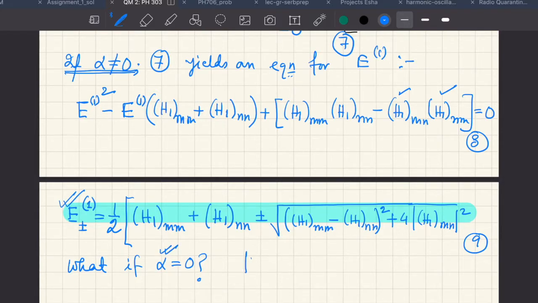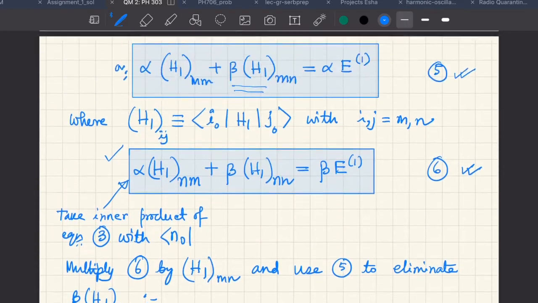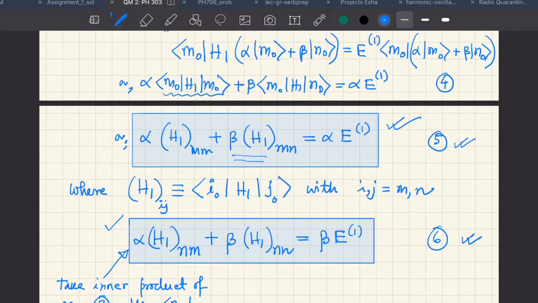Alpha, you remember, you have written down your unperturbed state as a linear combination of your original degenerate states, alpha m naught plus beta n naught. Now if your alpha is equal to 0, this immediately implies your beta should be equal to 1. And in that case, let us look at equation number 5. Alpha is equal to 0. That means from equation number 5, H1 mm and alpha E1 are 0. Therefore, H1 mn equal to 0.